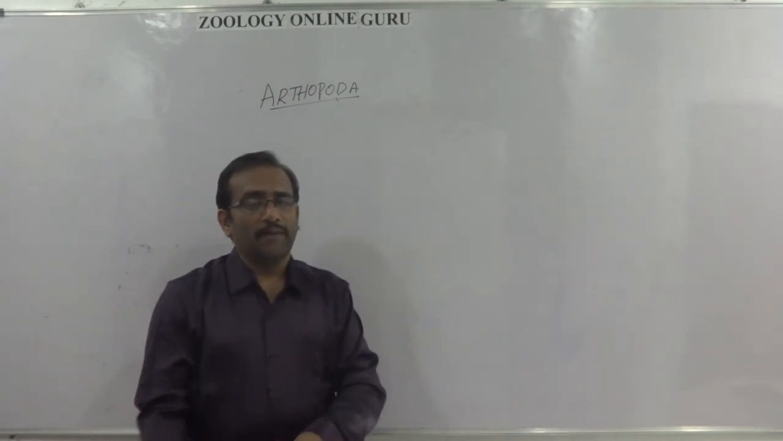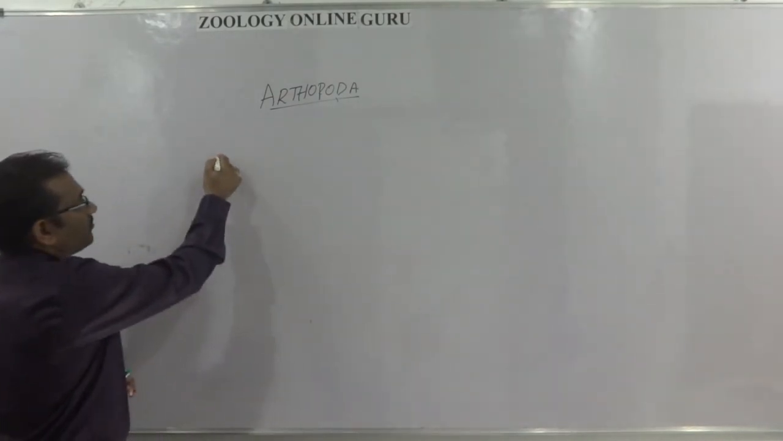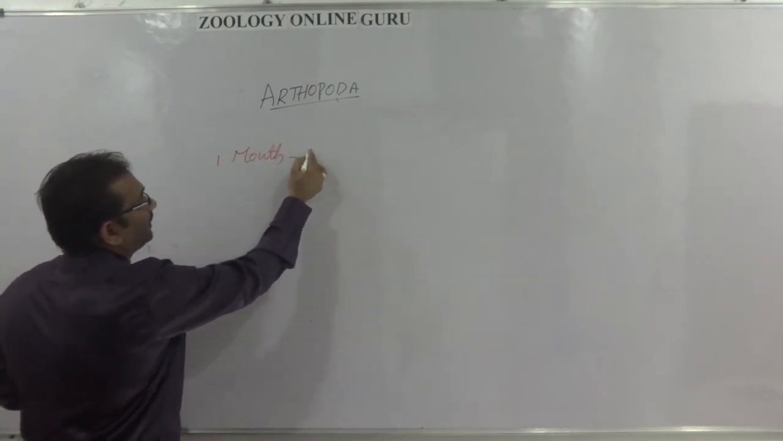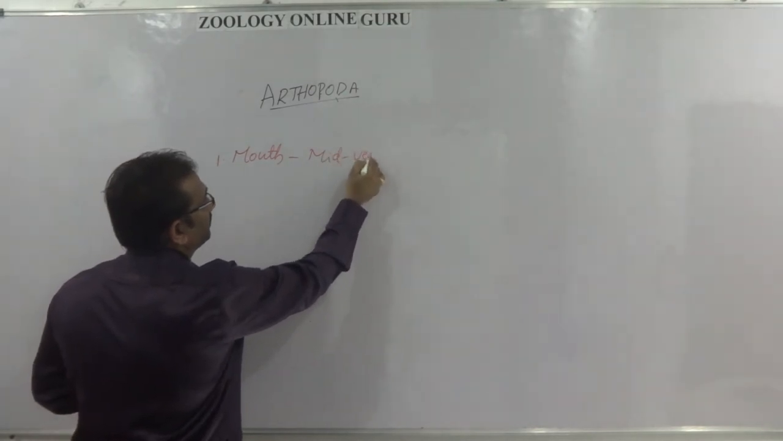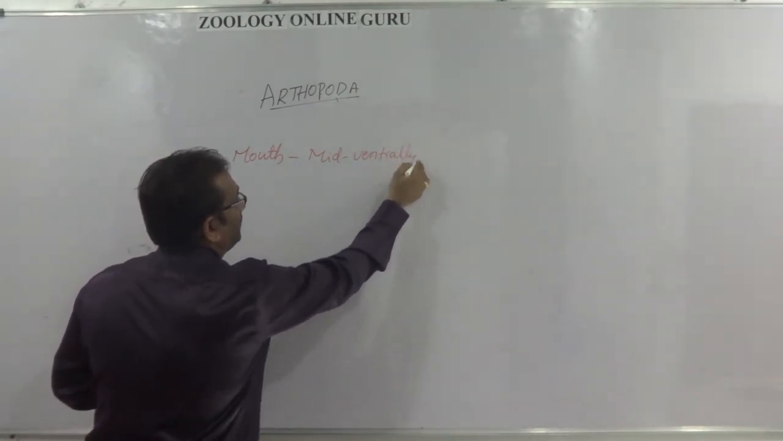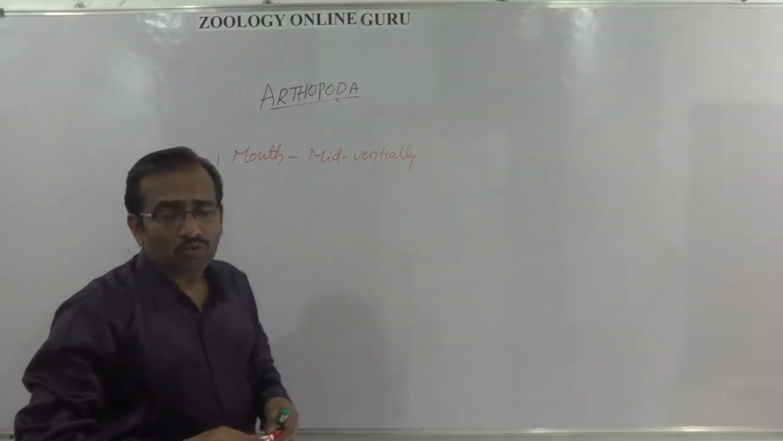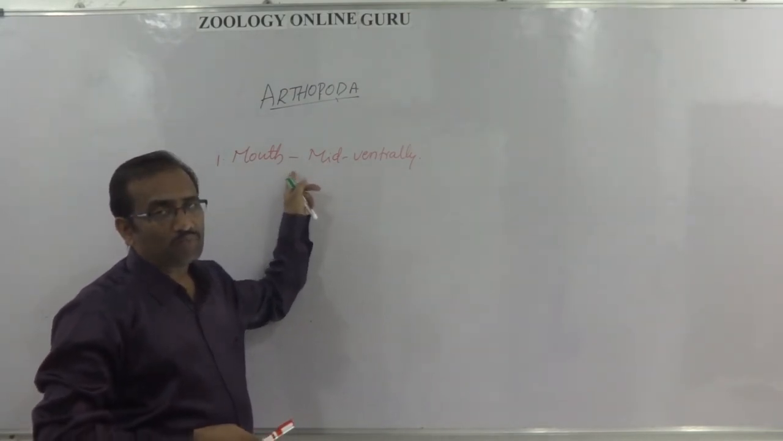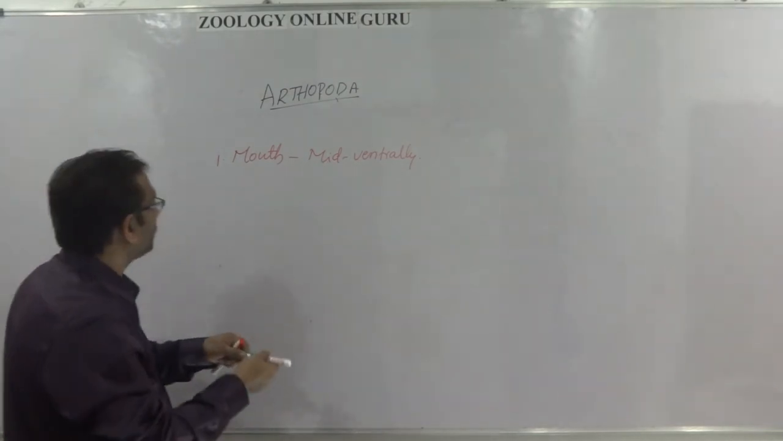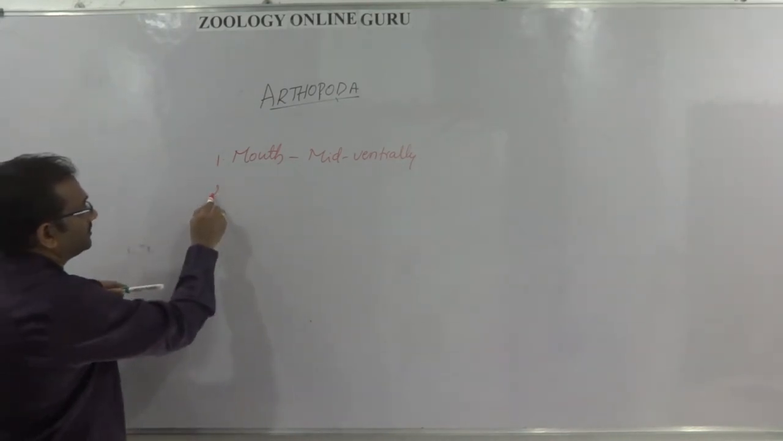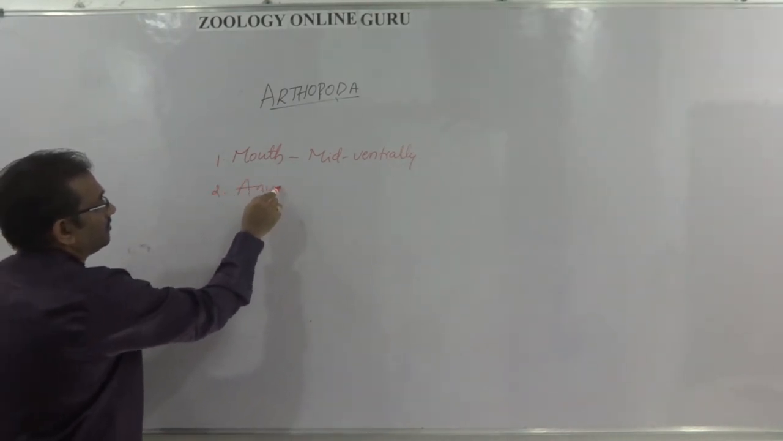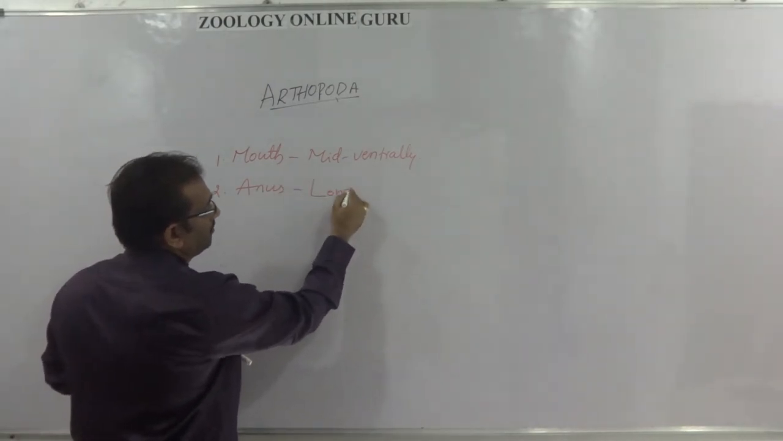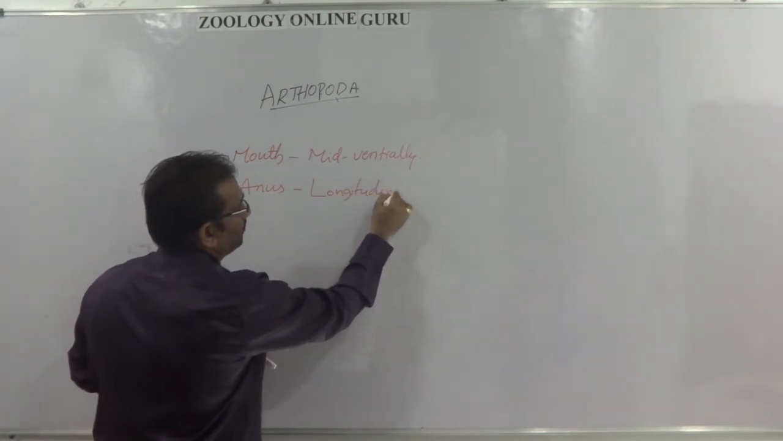Different types of apertures are there. Among the 5 apertures, the first is called the mouth. The mouth is located midventrally in the anterior-most region below the rostrum. This midventral opening is called the mouth. The second one is the anus. The anus is a longitudinal slit.